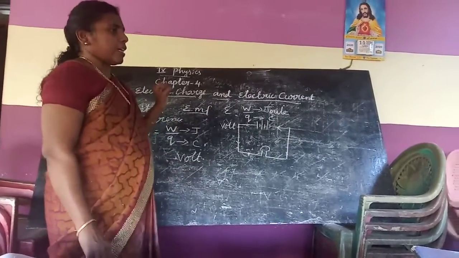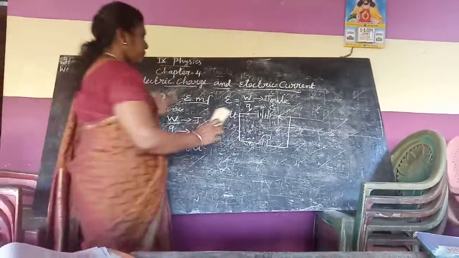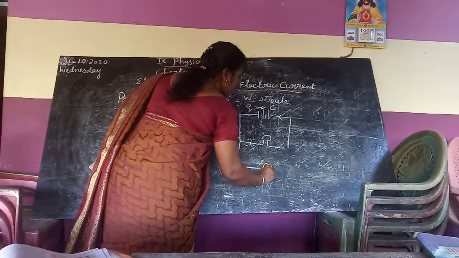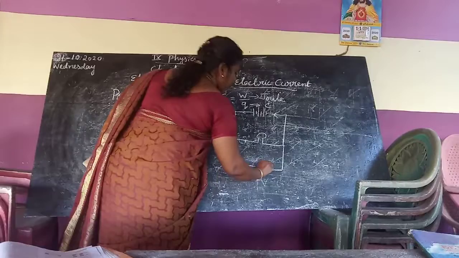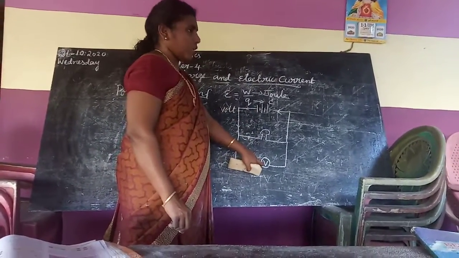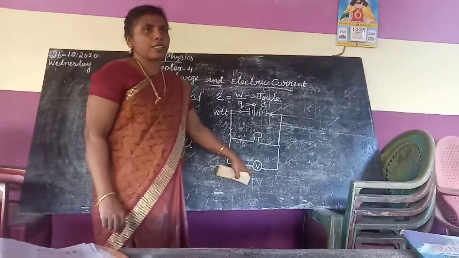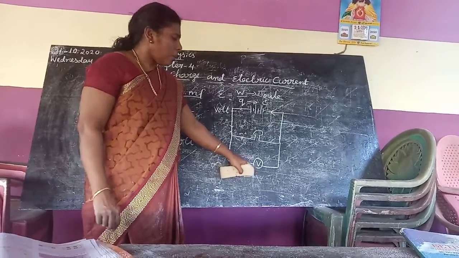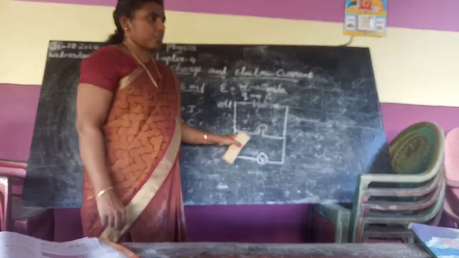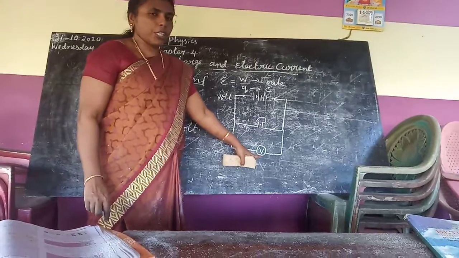Now the voltmeter. How should we find the potential difference? The voltmeter is always connected in parallel in the circuit. Okay, so now this battery, bulb and voltmeter. What is the use of this voltmeter? The voltmeter is used to find the potential difference. Potential difference is voltage. The voltmeter is used to measure the potential difference.